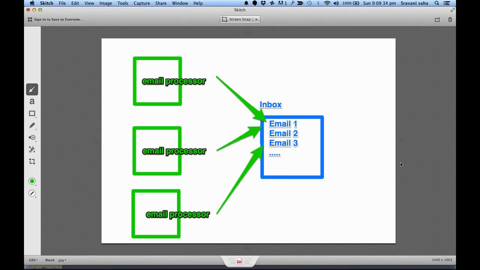So how would you solve these kinds of problems? Anyone? The problem statement is, all of these email processors are going to talk to the same inbox, and the first one will pick up email 1, the second one will also pick up email 1, and the third one will pick up email 2. That's what we do not want. We want the first one to pick up email 1, the second one to pick up some other email, the third one to pick some other third email, right? So what will you do to make it happen?